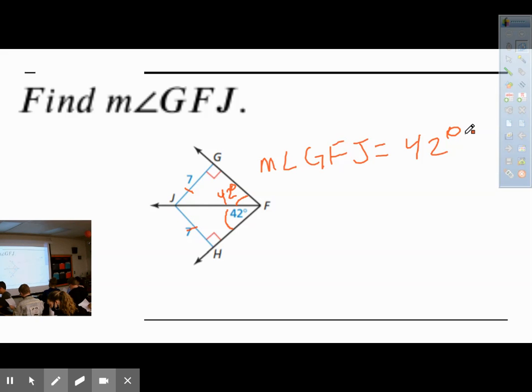Okay. All right, you put up your calculators and get your phones. If you borrow colored pencils or highlighters or markers, put them back in the bucket.